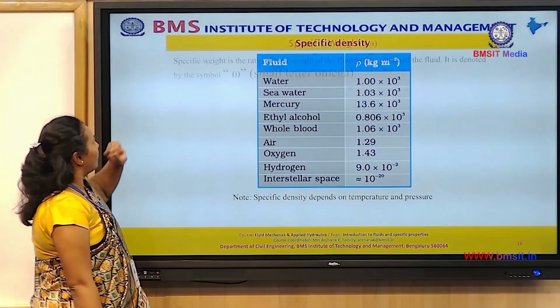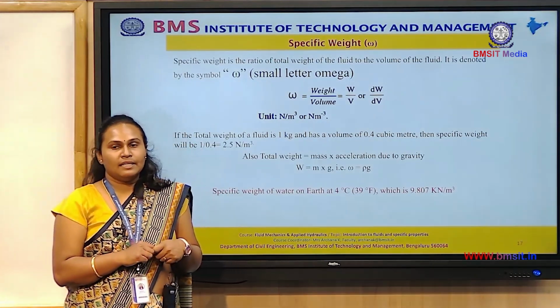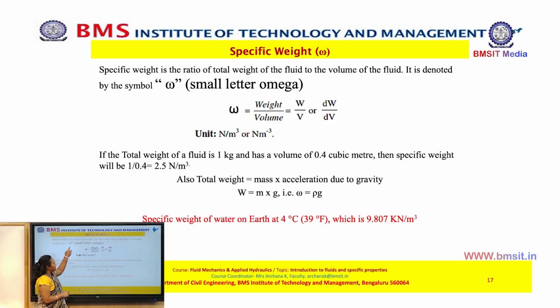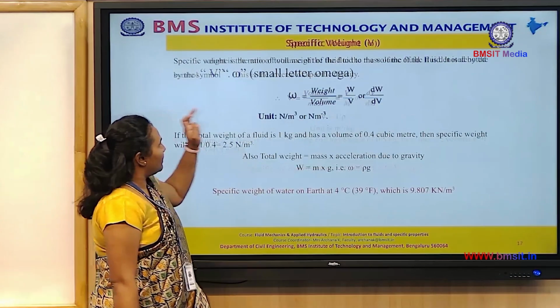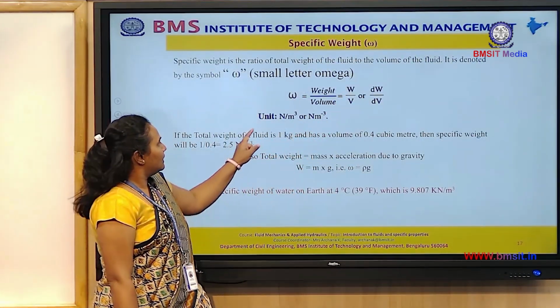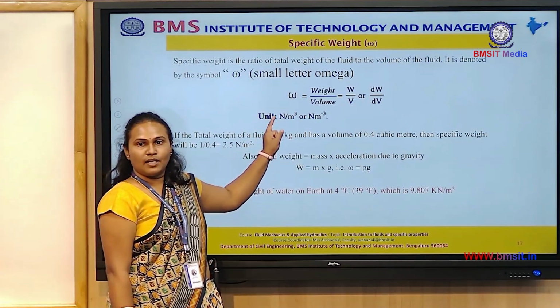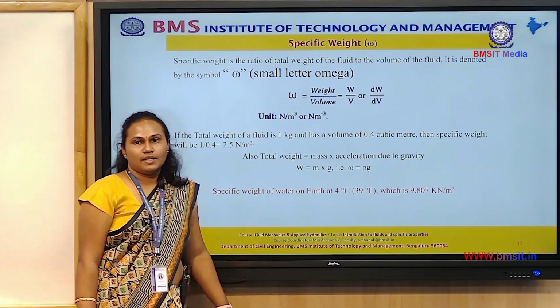And then we have the next specific property, which is known as specific weight. It is represented by the small letter omega in the shape of w. It is given as a ratio of total weight of the fluid to the volume. The total weight is given as W and the volume is given as V. Hence, the unit will be, weight is given in newtons and volume will be in meter cube. So it will be Newton per meter cube.